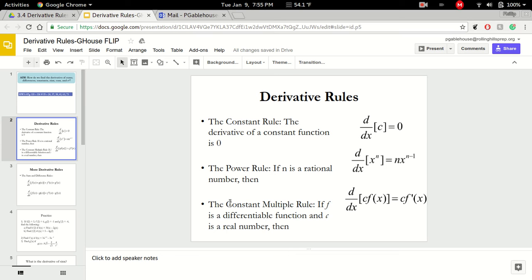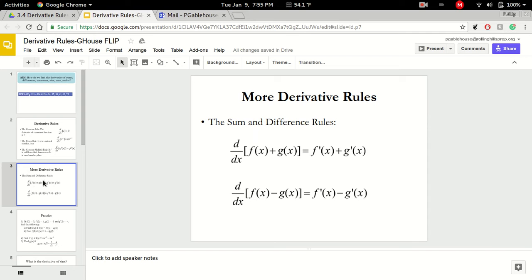We're going to look at some new rules today. The first one we have here is the sum and difference rules. The sum rule is when we have two functions, we add them together, and then we apply the derivative. Theoretically, if we have the derivatives of each of these and we add them together, it should hold. So the derivative of a sum should be equal to the sum of the derivatives.